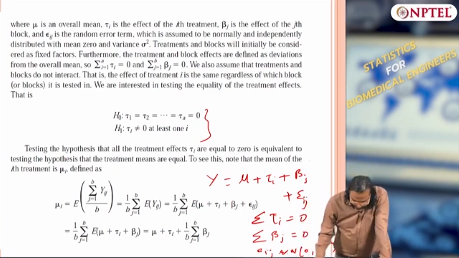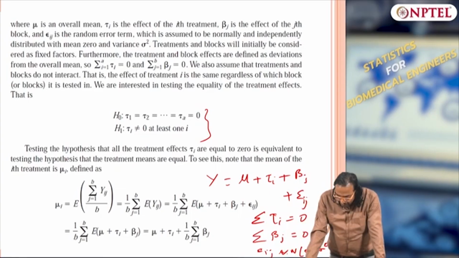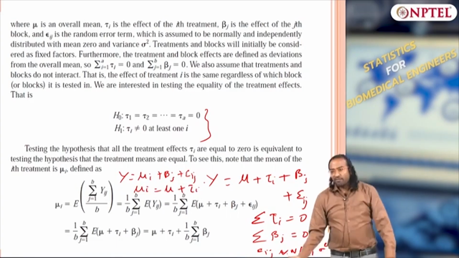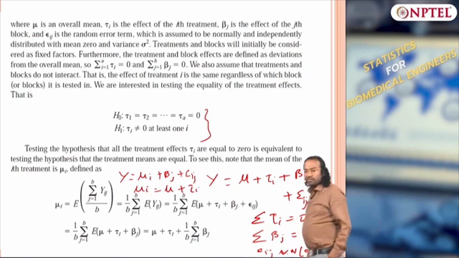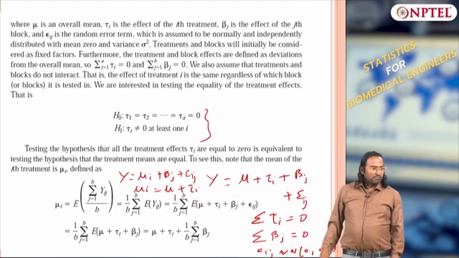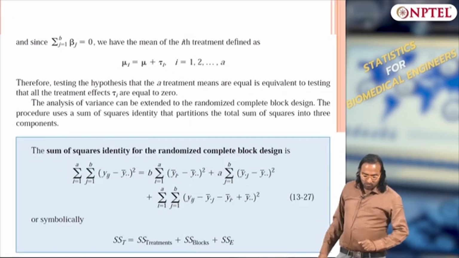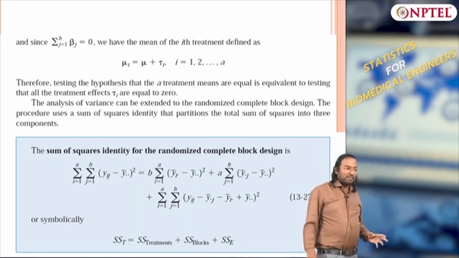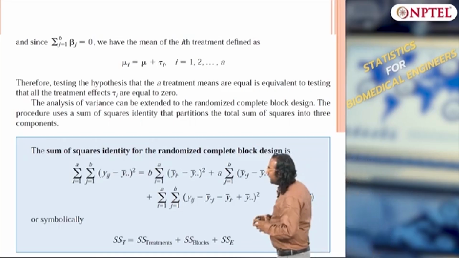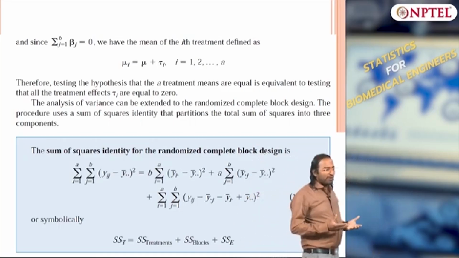Make sense, everybody? So this can be written as y equals mu i plus beta j plus epsilon ij, where mu i equals mu plus tau i, like whatever we did in ANOVA, the same idea. Now we have a blocking term beta sitting there extra, and summation beta j equals 0. Now we have again an identity similar to what we did in ANOVA.